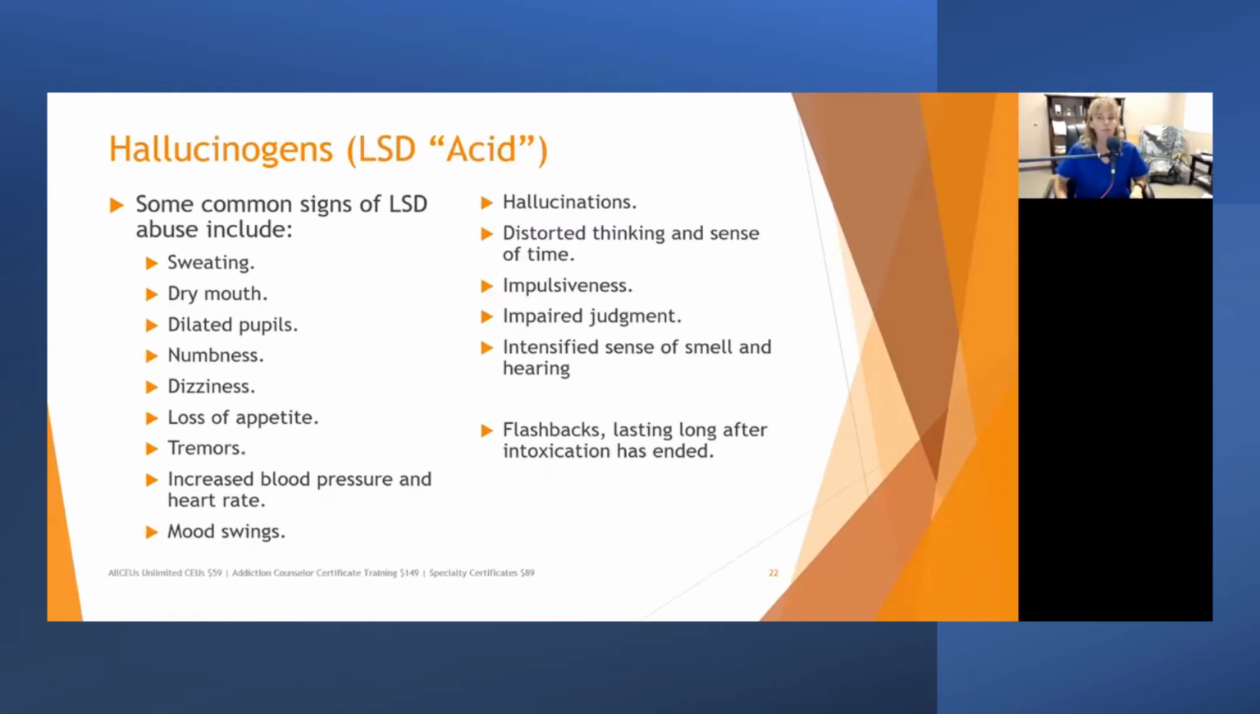And people who use LSD can also experience flashbacks long after the intoxication has ended. I've heard of people talking about having flashbacks years later. It is important to be aware of. If your client has ever used LSD, it's important to be aware of in creating their relapse prevention plan, also in creating their treatment plan, and being cognizant if they suddenly have certain changes in treatment. You may want to check in with them and see if they're experiencing a flashback.